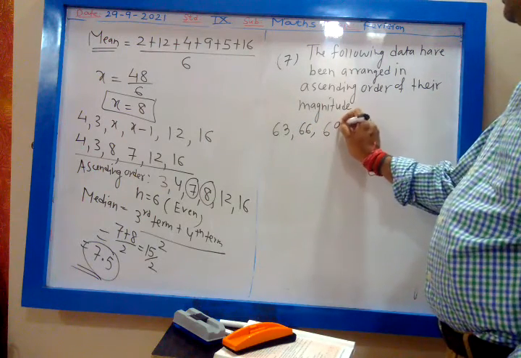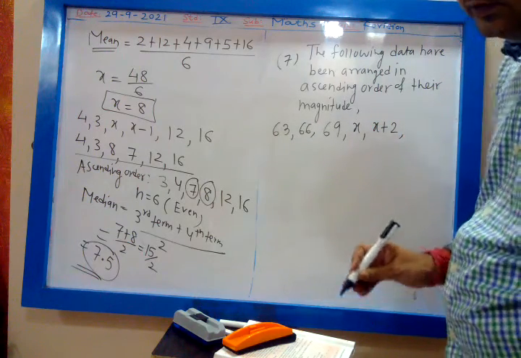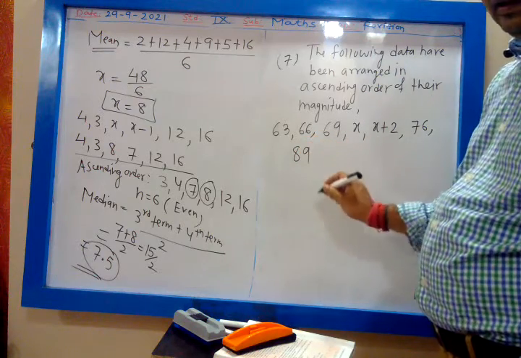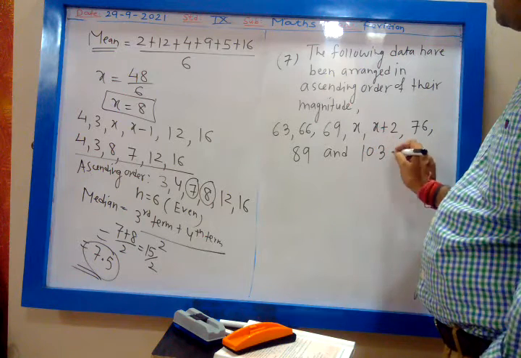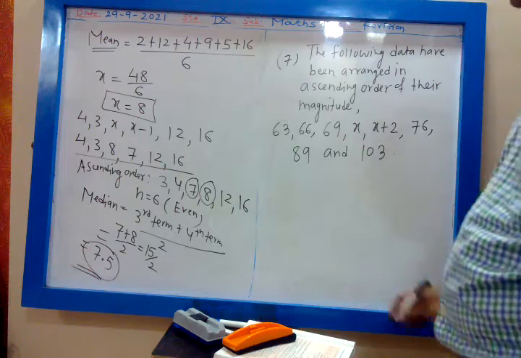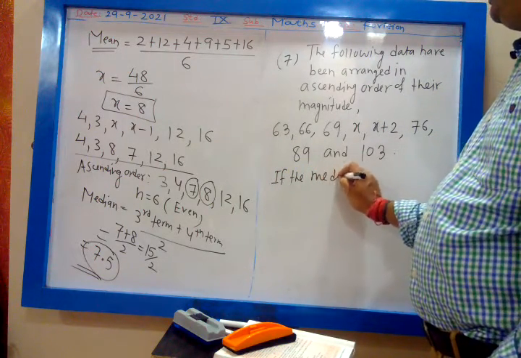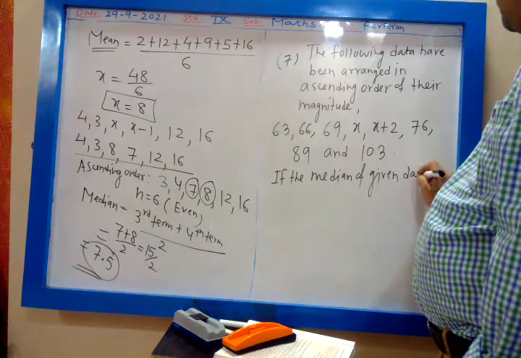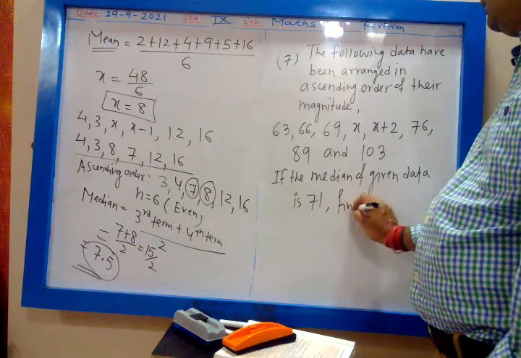69, x plus 2, 76, 89 and 103. If the median of the given data is 71, find the value of x.